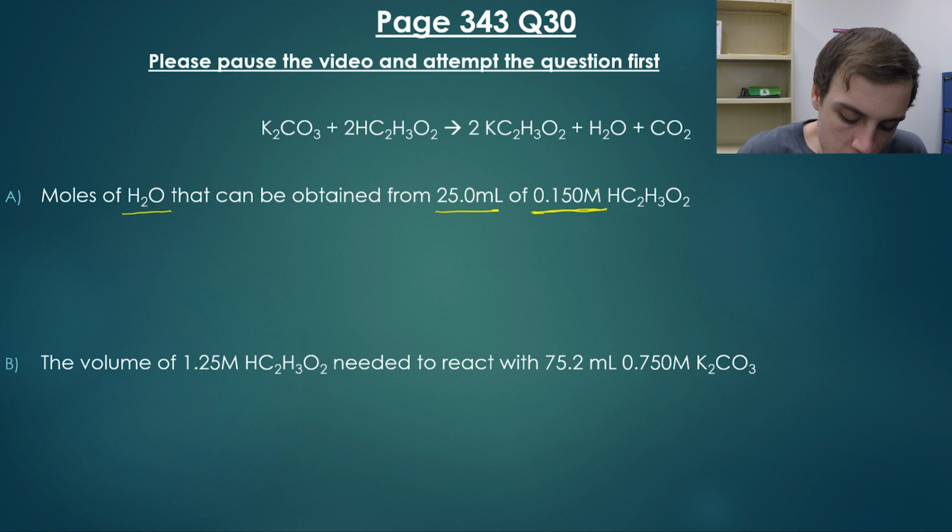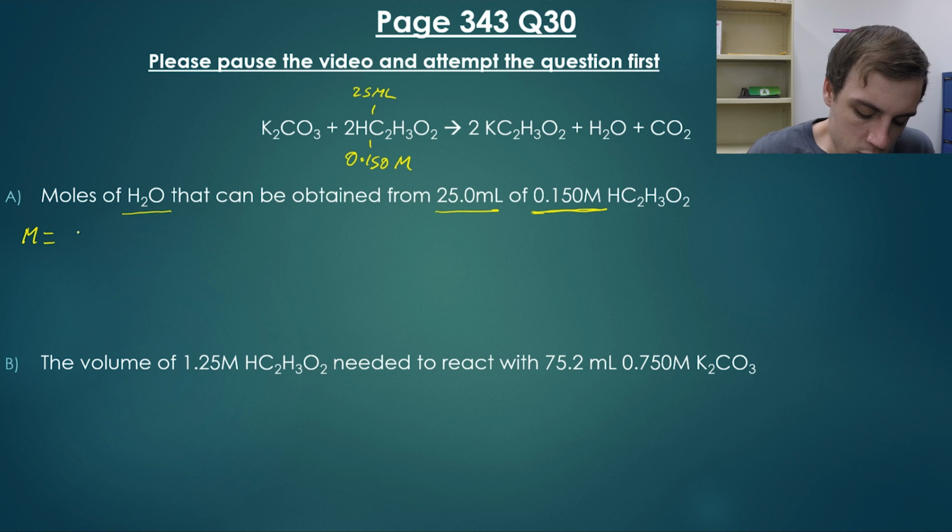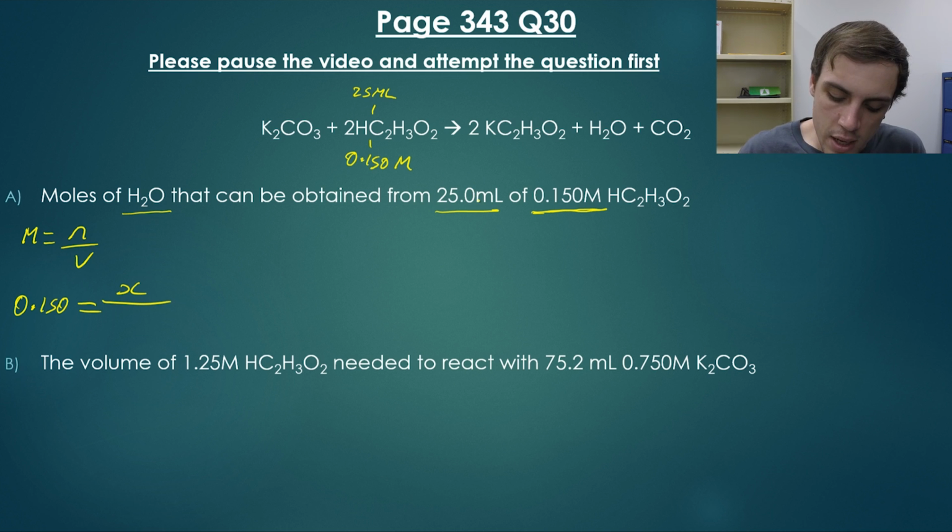So the first thing I'm going to do here is we can see we have molar, and it's asking for the moles of H2O. So we have 25 milliliters, and we have 0.150 molar. We need to compare our total amount of moles. So molarity is equal to moles over volume. So the molarity, 0.150, is equal to the number of moles, which we don't know, over the volume. Now, be careful here because this is in milliliters.